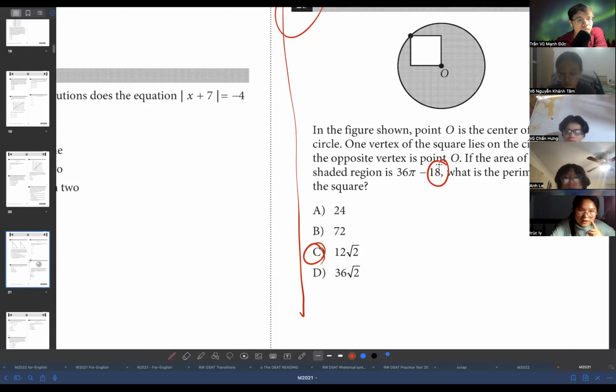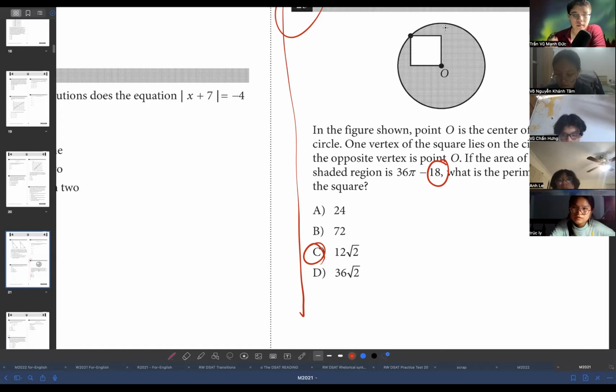The area of the shaded region is 36 pi minus 18, and 36 pi will be the area of the circle. Therefore, 18 will be the area of the square. Because this shaded region has the shape of a circle, right? So essentially the area of the shaded region is 36 pi minus 18.